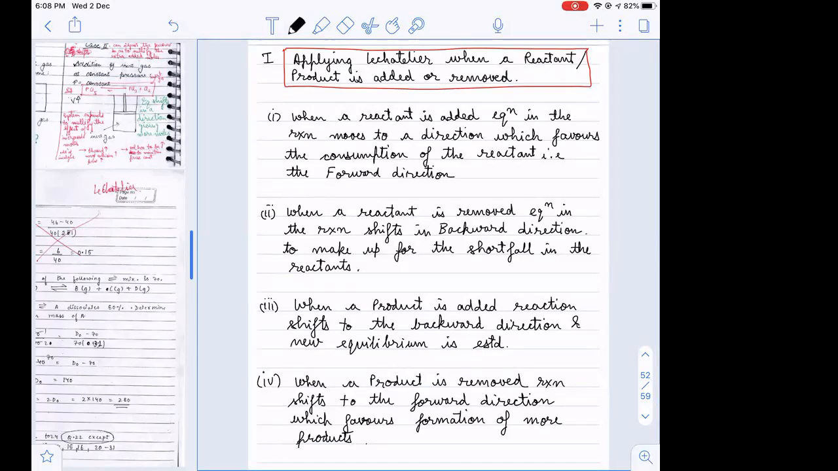Nikhil and Charan, I suppose you must have done this Le Chatelier in FIITJEE before? Yes, sir. Yes, sir. Okay, great.